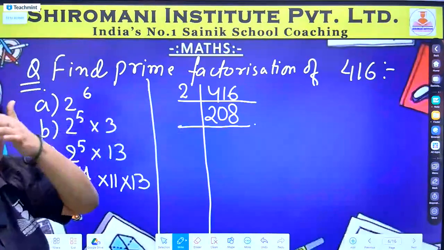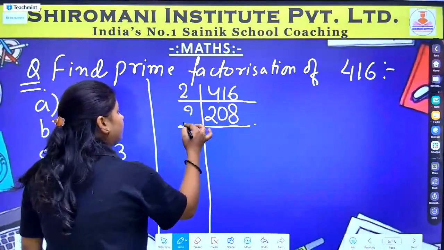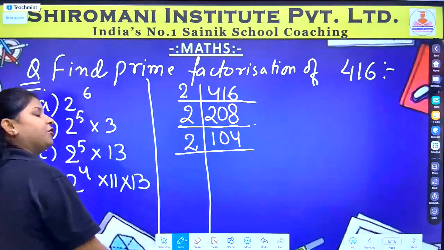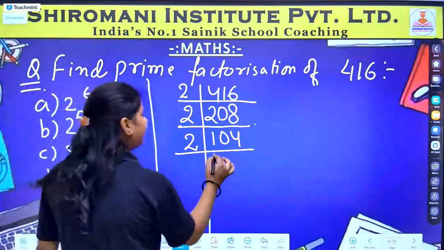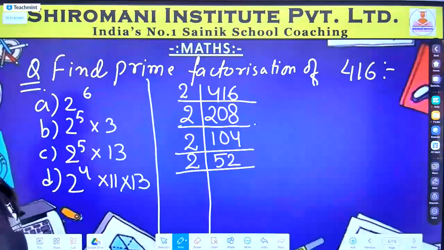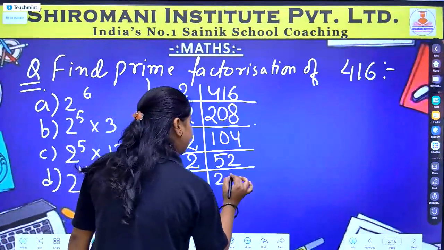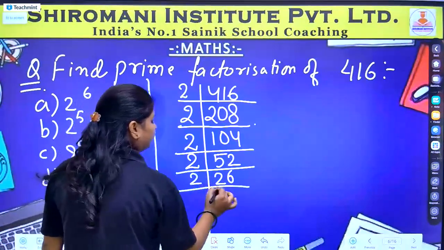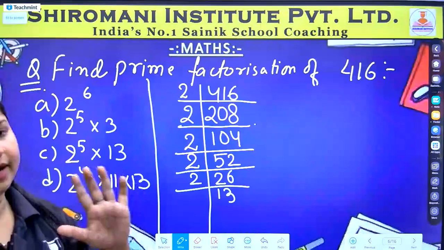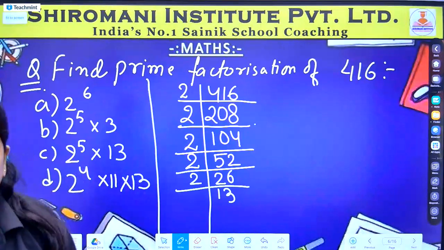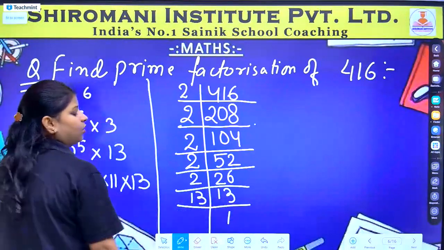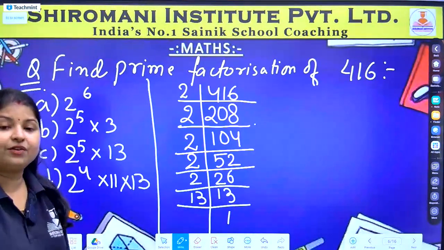So 416 divided by 2 is 208. Now divide 208 by 2. You will get 104. Again divide 104 by 2. You will get 52. Divide 52 by 2. How much do you get? 26. Again by 2 you get 13. Now this 13 is a prime number. It is not divisible by any other number. That's why you divide 13 by 13. You got 1. So prime factorization is what?